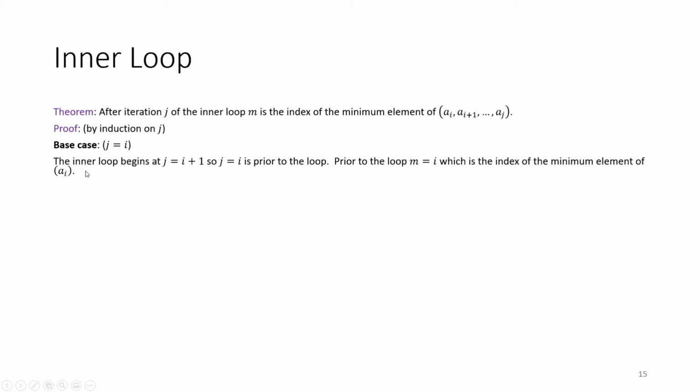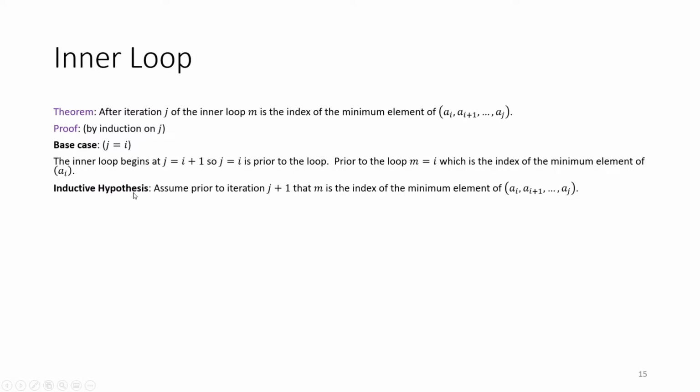Okay, so we're good. Check mark, base case is done. What about the inductive hypothesis? Well, we've talked about what happened on iteration j. Now we want to talk about what happens on iteration j plus 1. So after iteration j is prior to iteration j plus 1. So prior to iteration j plus 1, we're going to assume the exact same thing that we have after iteration j. So here again, I've used that cut and paste to bring that down.